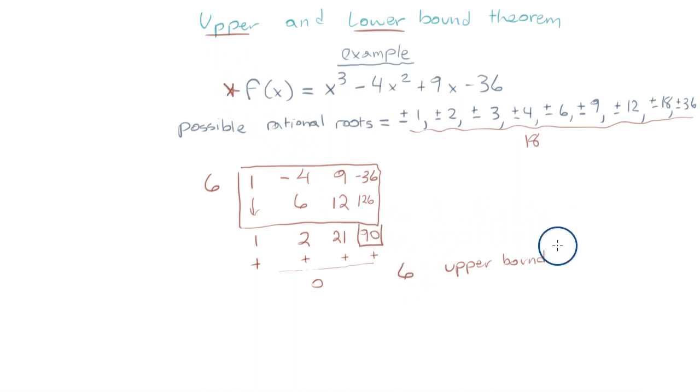And that's great, because that means that our roots cannot be 9, 12, 18, or 36. We don't even have to test them. We can do the same thing with a smaller number. Let's go ahead and test 1.